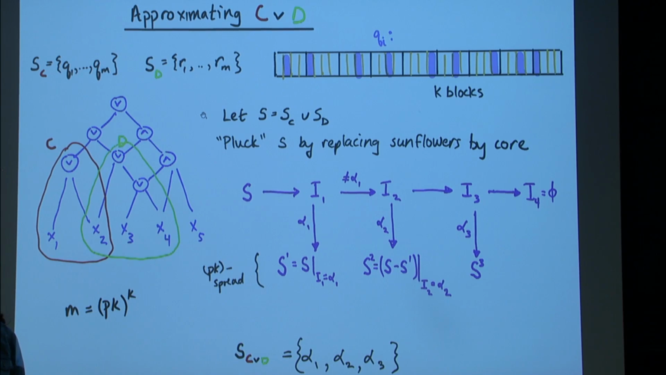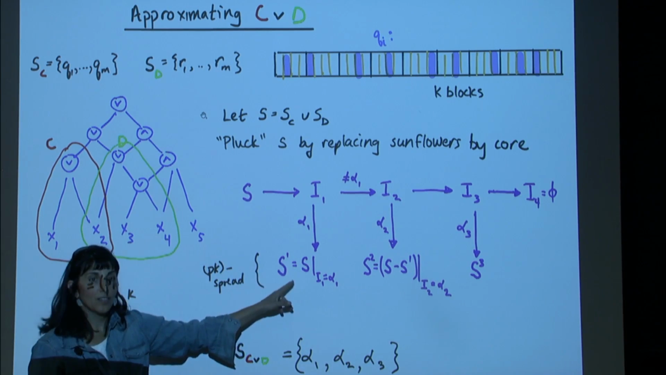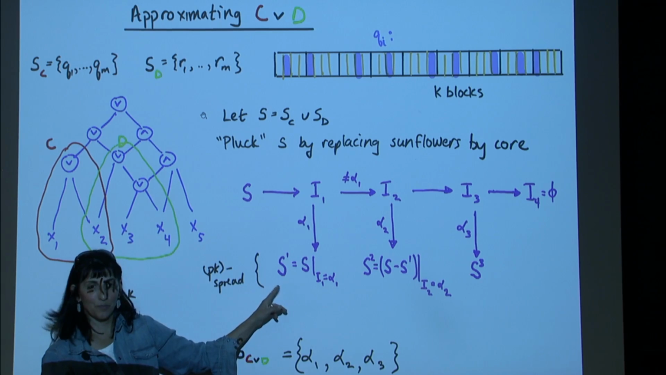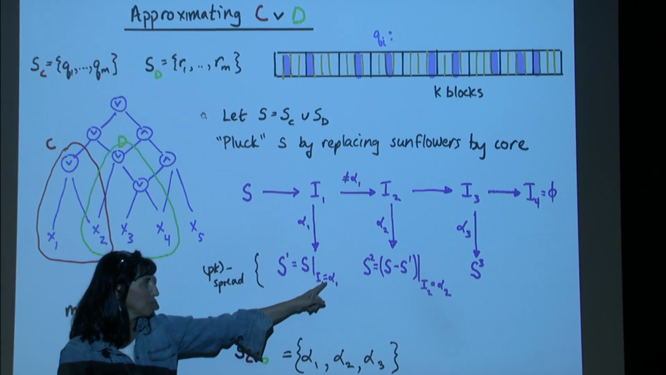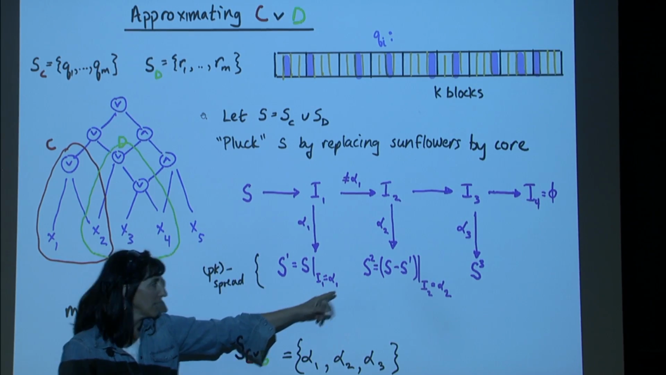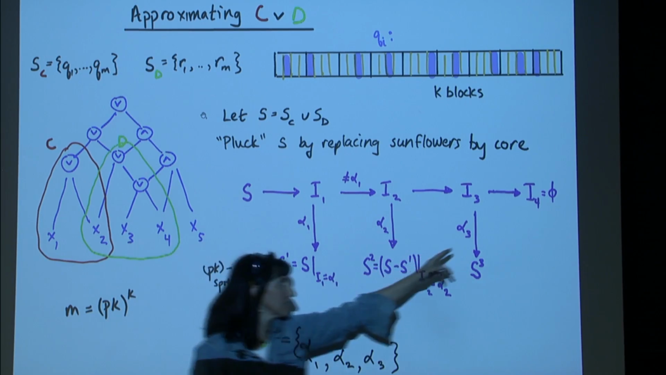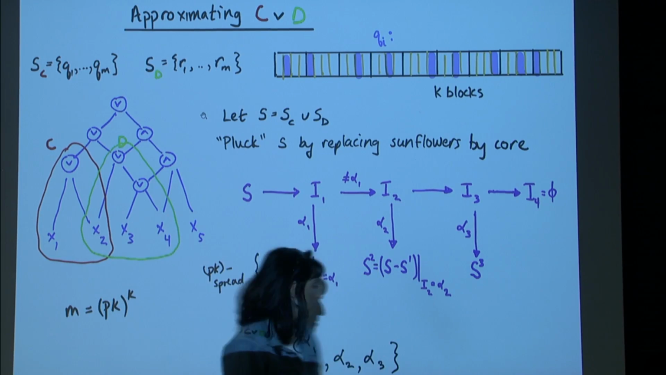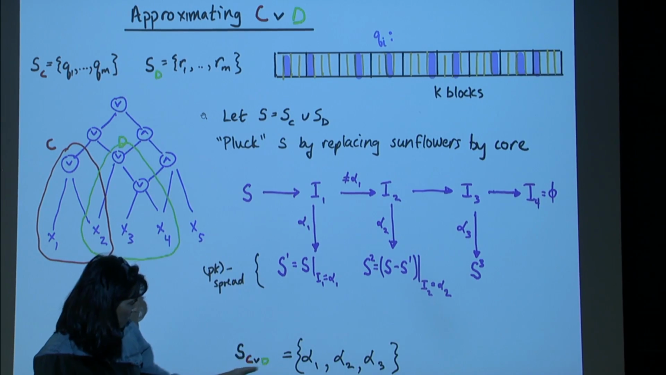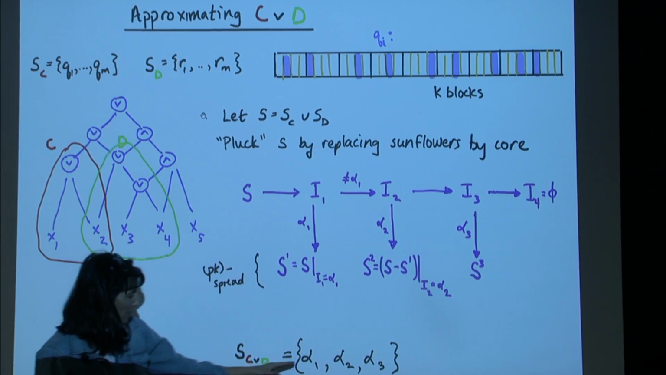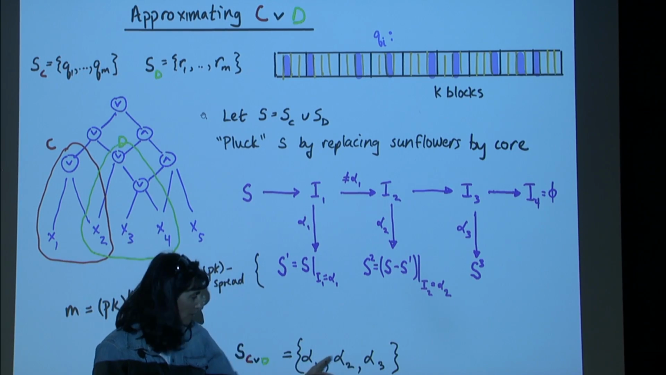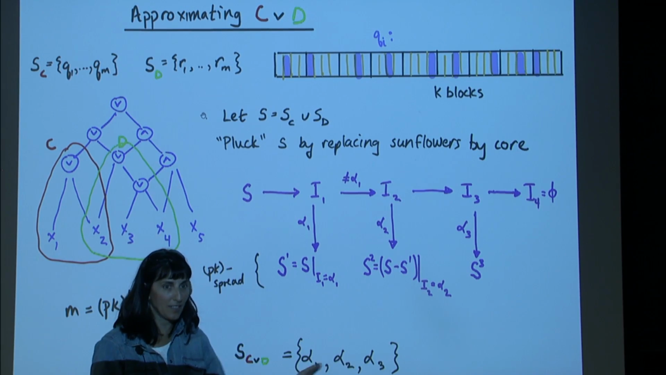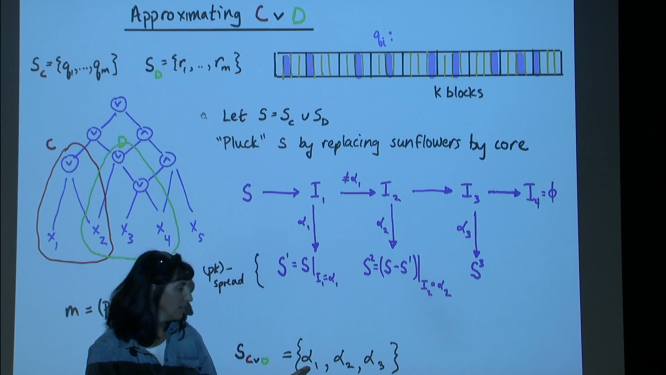So previously, didn't you say that once you find the sunflower, you replace those? Correct. So then what I'm going to do, since this is spread, is basically replace it by the core, which is alpha 1. And likewise, this by alpha 2. And finally, when I get to something that's spread, I replace it by 0. So I'll end up with the approximator for the OR being just the sets that are the cores. So these will be sets that still have size at most K.